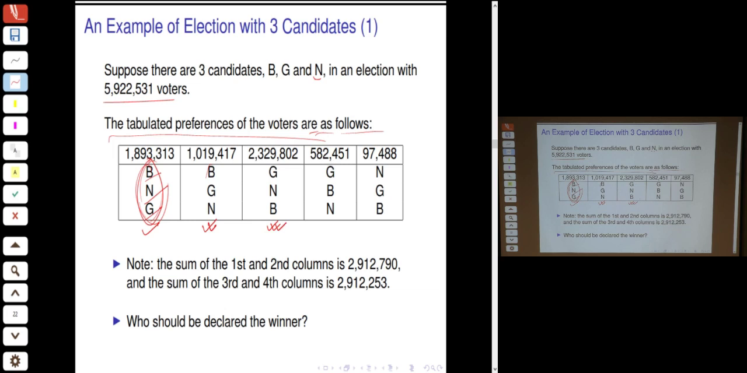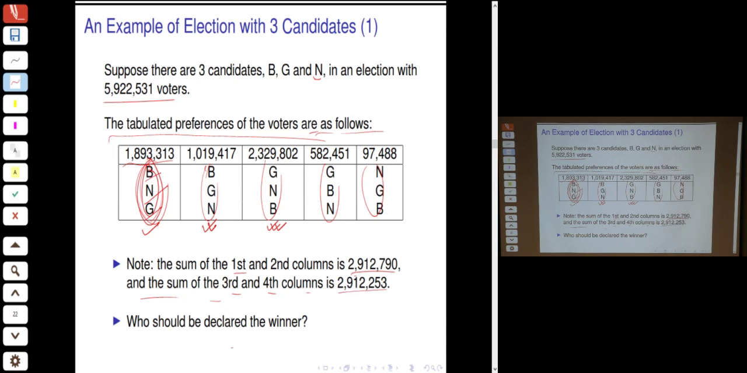There are various possibilities, and various people have cast their votes according to their preferences. On their ballots, they have indicated their preferred order of the three candidates. So each order of the three candidates has received these many votes. And notice that if you sum the vote counts of the first and second columns, it is 2912790, and the sum of the third and fourth columns is 2912253.